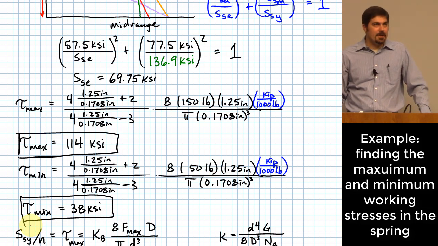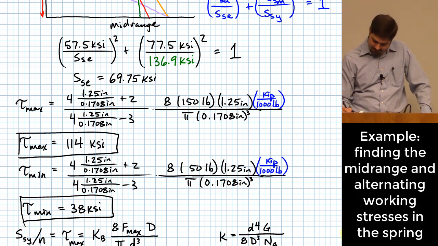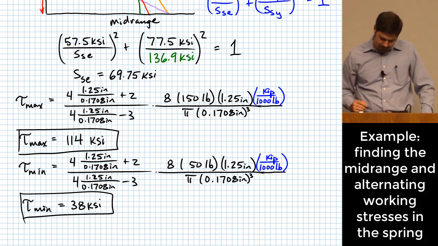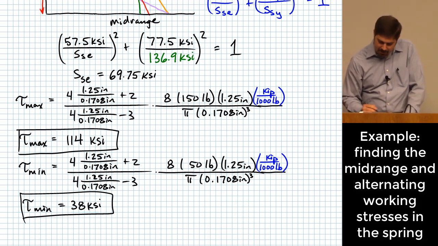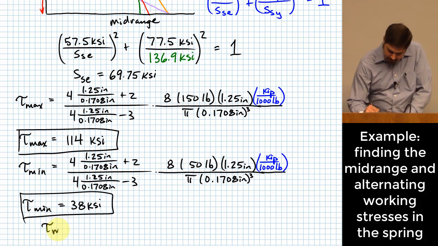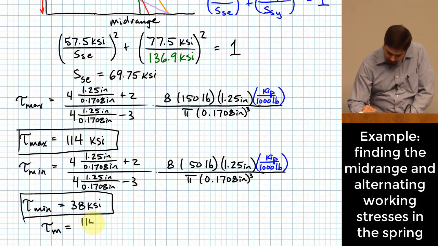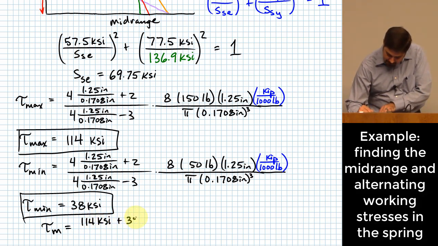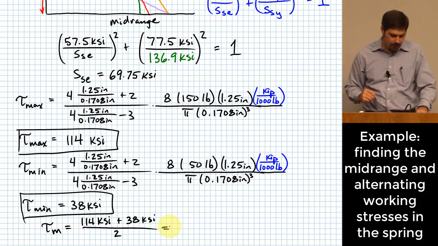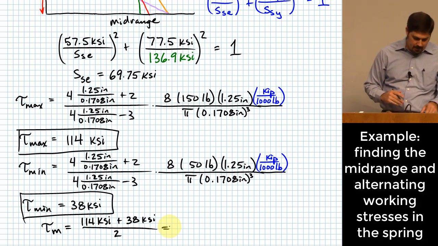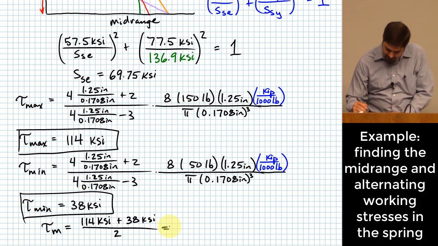All right, so then what? Okay, I need mid-range and alternating, right? So mid-range stress is going to be equal to the average of these two, 114 KSI plus 38 KSI over 2. This ends up giving me 76 KSI.